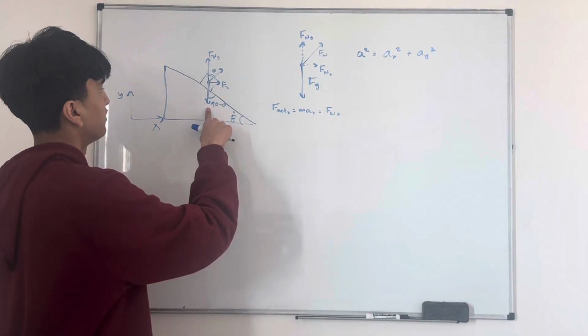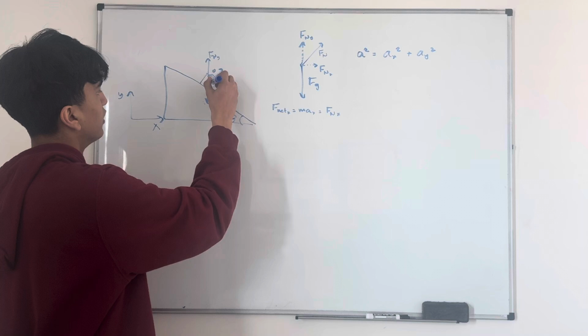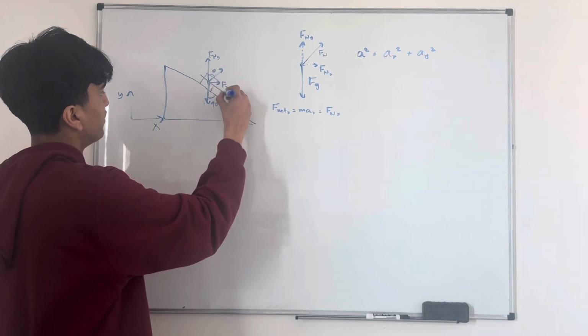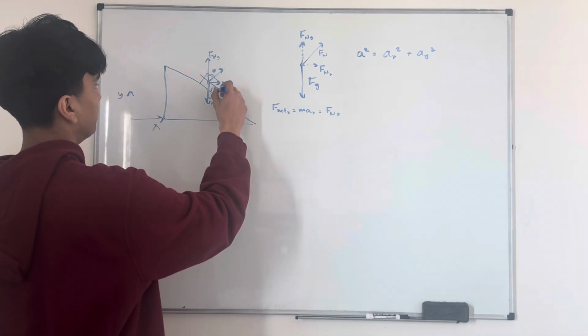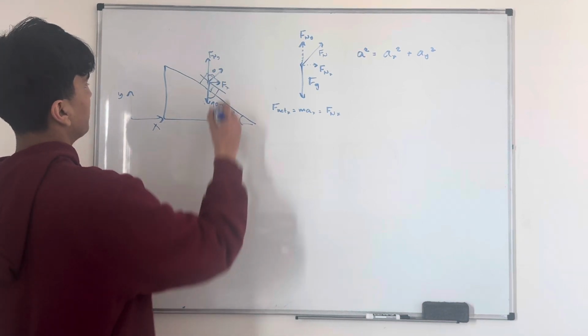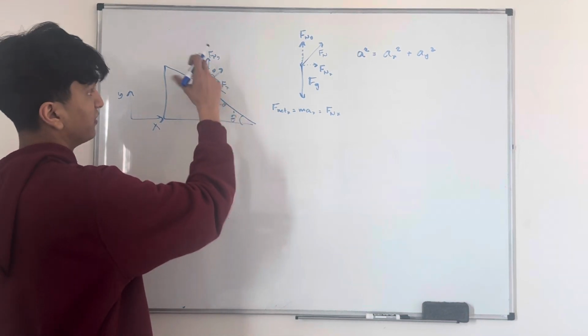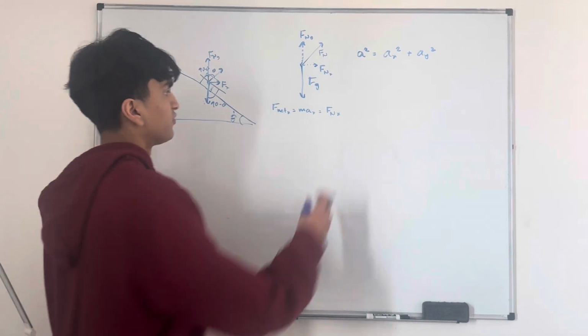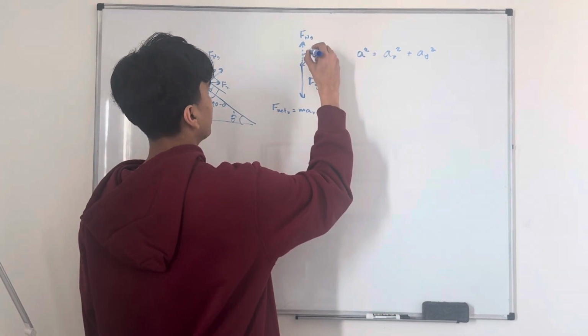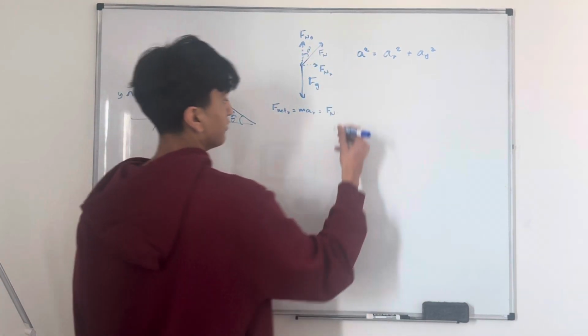Because if this is 90 minus theta, then if you think about making a line like so, this angle right here is 90 minus theta. So then this angle has to be 90 minus theta. And then this whole thing is a right angle, so you get theta. So if this angle right here is theta, the x component is Fn sine theta.